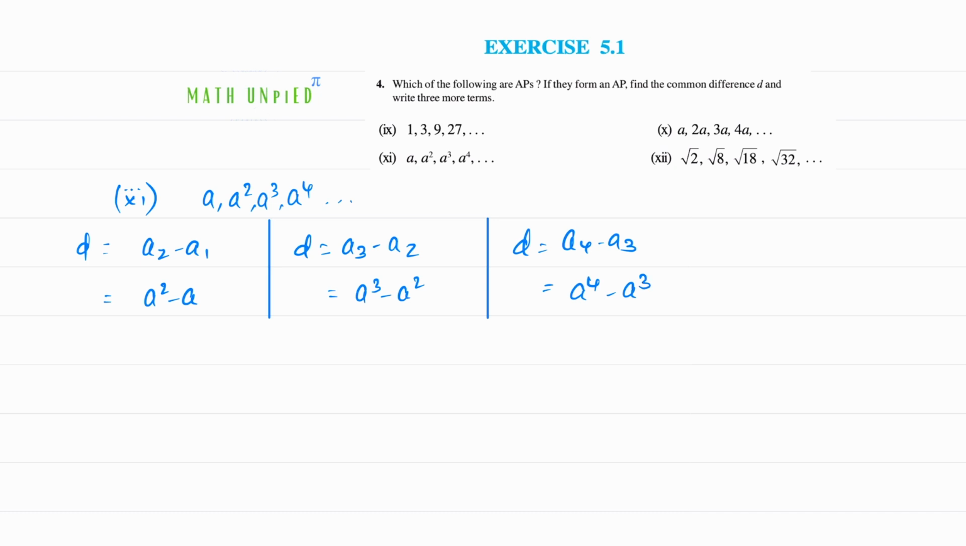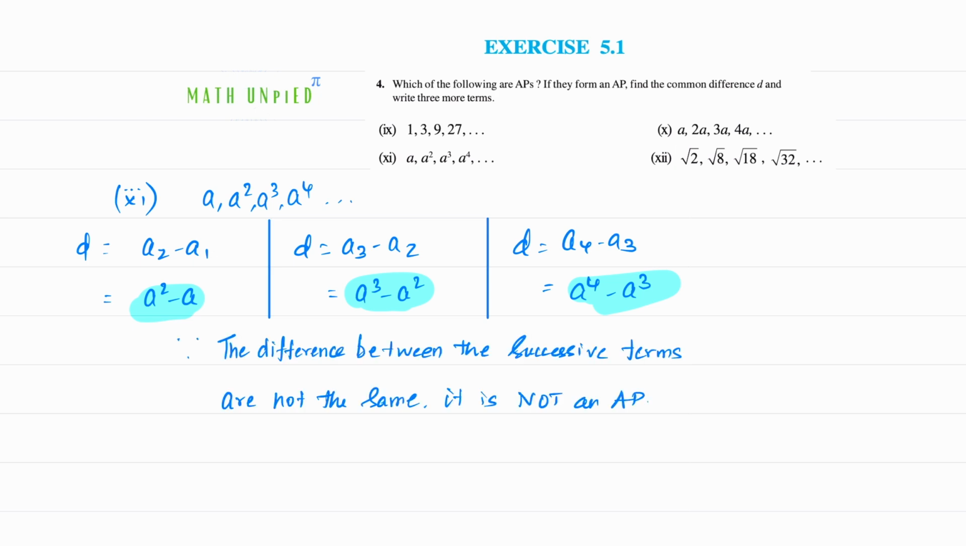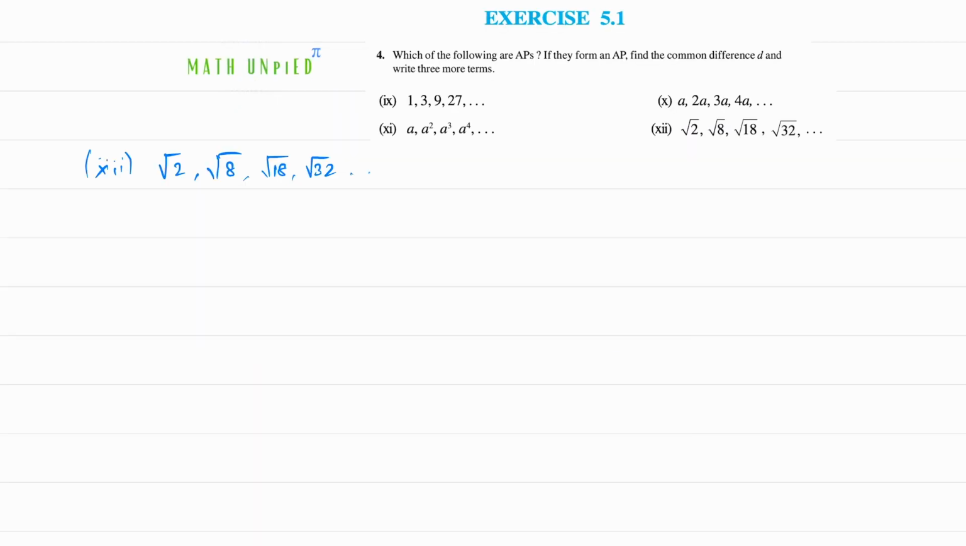Clearly, the difference is not the same. So this is not an AP. So we can conclude like this: since the difference between the successive terms are not the same, it is not an AP. Let's do subdivision 12.